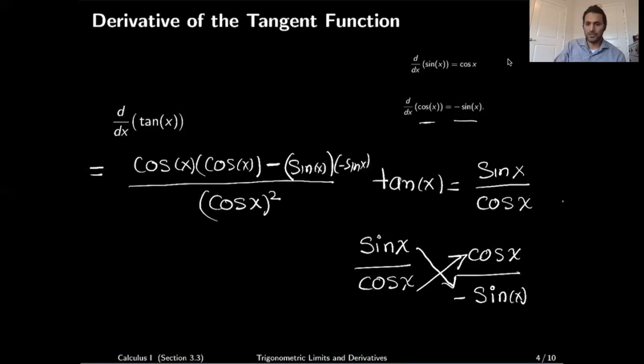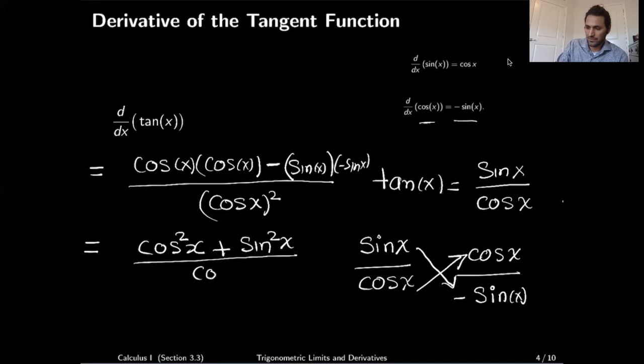Okay, so this is the quotient rule, and what we do is we simplify a little bit. This is the cosine x. This will become cosine square x, and this is a minus sign, minus minus plus. This becomes sine square x, and the whole thing is divided by cosine of x, the square of that.